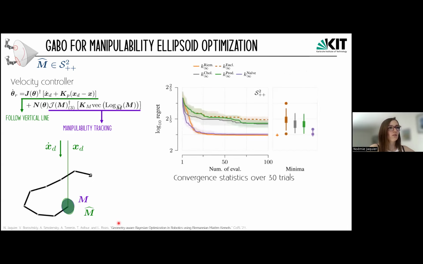We can have a look at the convergence statistics. Again, the Riemannian one is here in orange, and you see that it converges faster, better, and with lower solution variance than the Euclidean ones, which are typically the three that you see here on top.